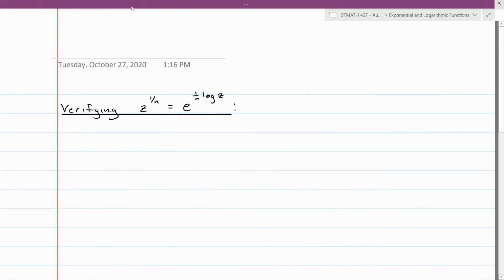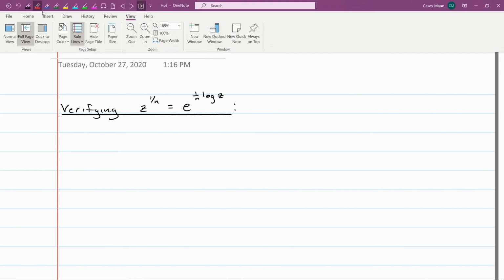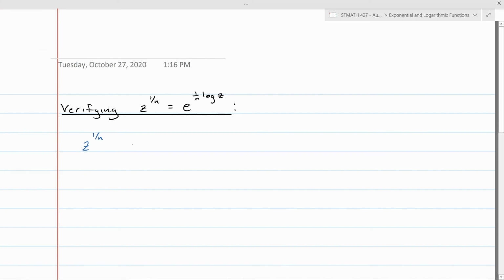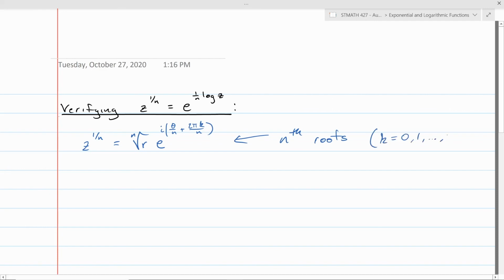Verifying the one for the nth roots of z is a little bit trickier, but not that much. We know what z to the 1 over n is. We had a formula for that. It's numbers of the form: you take the nth root of r, and then you do e to the i, whatever its angle theta is, divided by n, plus 2 pi k over n, like that. So this is your nth roots. Of course, we understand that k here goes from 0 up to n minus 1.